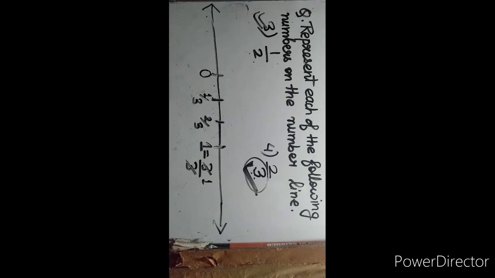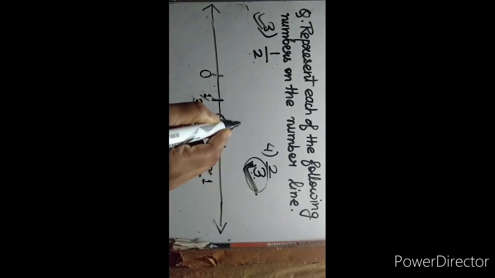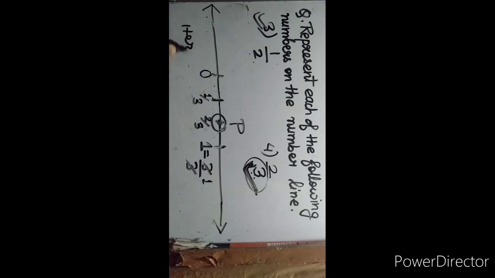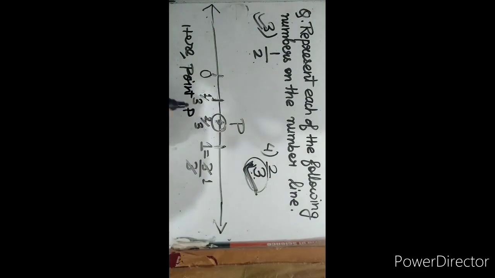So we have to represent 2 by 3. This is the 2 by 3 point. So put a point here, make a circle and write down any letter of the alphabet such as P. Here point P represents 2 by 3.